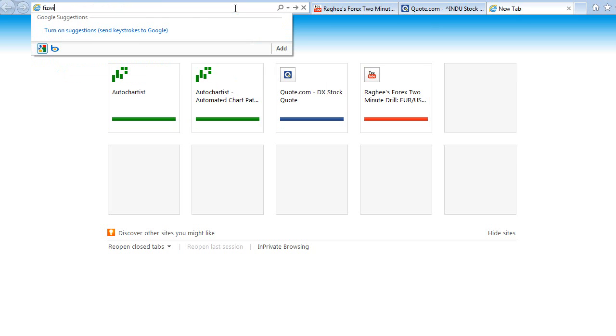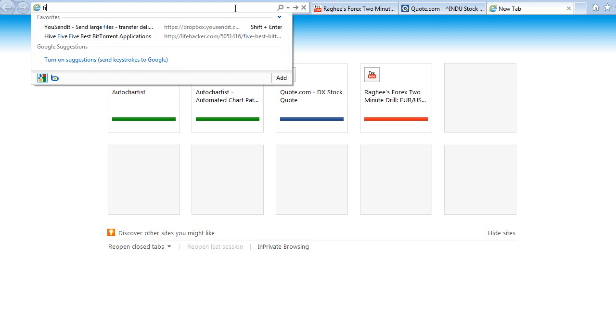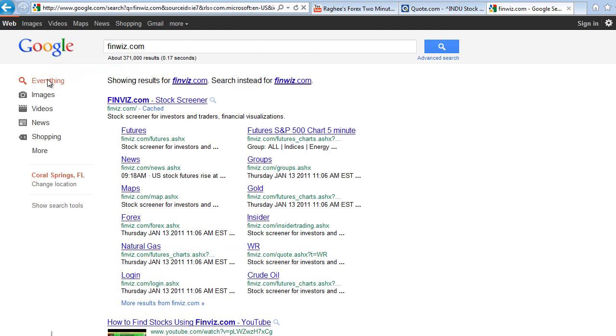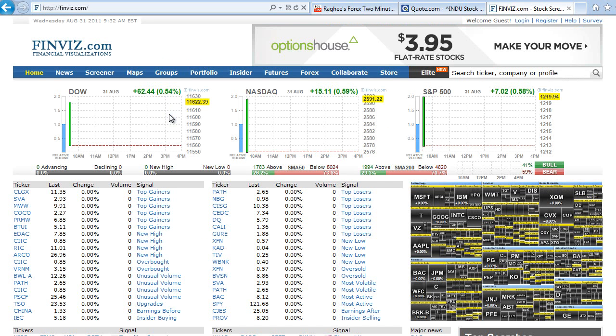The other option, and I'm not as familiar with this site, but a lot of traders tell me it's great, is finviz.com. In fact, there it is, Finviz. Again, a very popular site. I learned about it through my work with StockTwits. And you'll see here the Finviz. It's a huge site. It's got news and screeners and so forth.